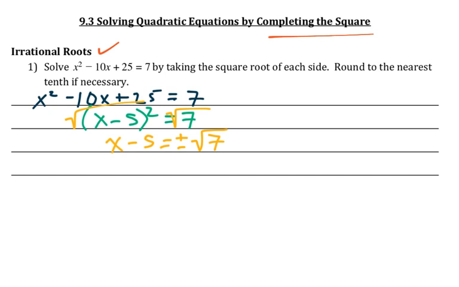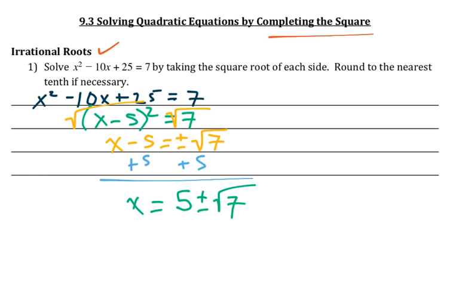I still don't have the variable by itself. And to do that, I'll add 5 to both sides. Notice that 5 wasn't a part of this plus or minus deal. 5 is just going to be positive. So when I move it down and I write x is equal to all this stuff, the convention is to write 5 first, plus or minus the square root of 7.